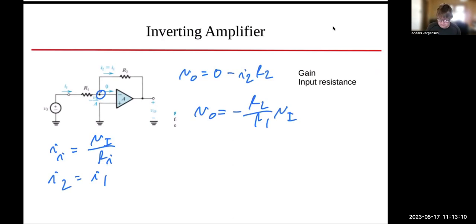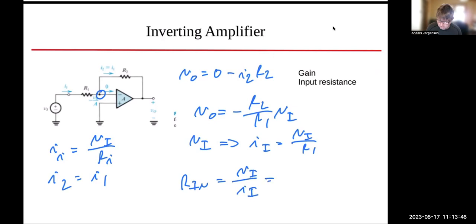For the input resistance, the way we figure the input resistance is that we attach a voltage source, figure out what the current is, and then the input resistance is the ratio of those two. So we attach a source VI on the input. We already did that, but let's work through it again. And then we figure out what is the current. Well, the current is equal to VI over R1, and then the input resistance is equal to VI over II, which in this case here is equal to R1. So this amplifier has an input resistance, R1.